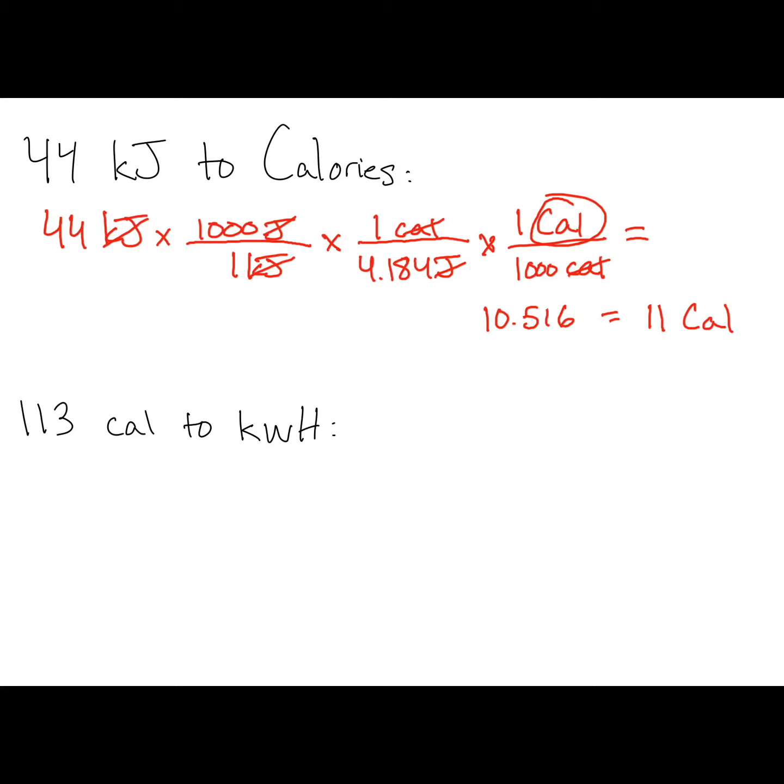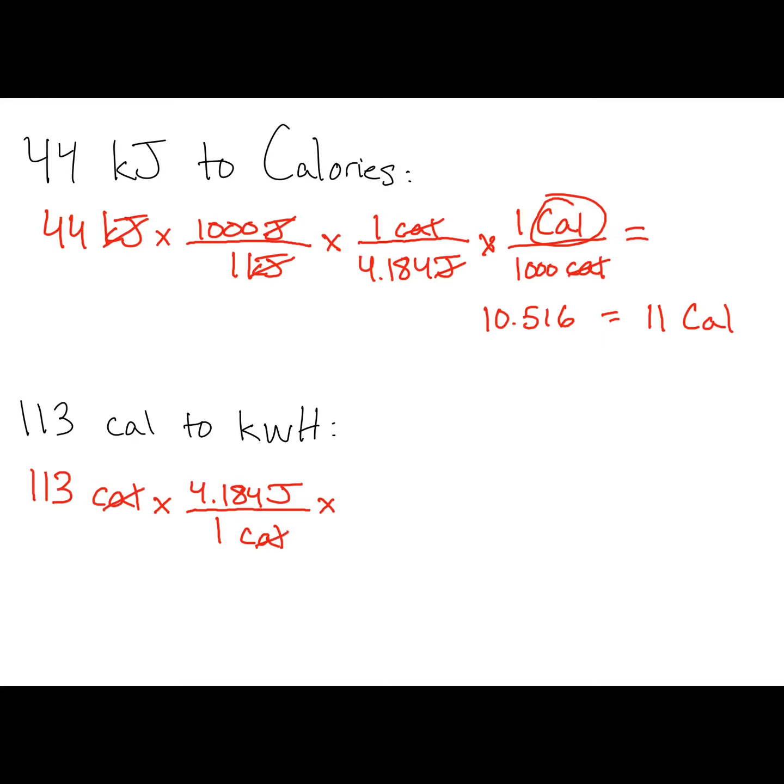Finally, our last problem of this set is 113 little calories to kilowatt hours. So as always, we start with what we are given, which is the 113 little calories times. Okay, so when you look in your book, you will see that the conversion to kilowatt hours uses joules. So we need to get calories into joules, which is doable. So we know that for every 1 little calorie, there are 4.184 joules. Calories cancels out. Now we're left with joules.